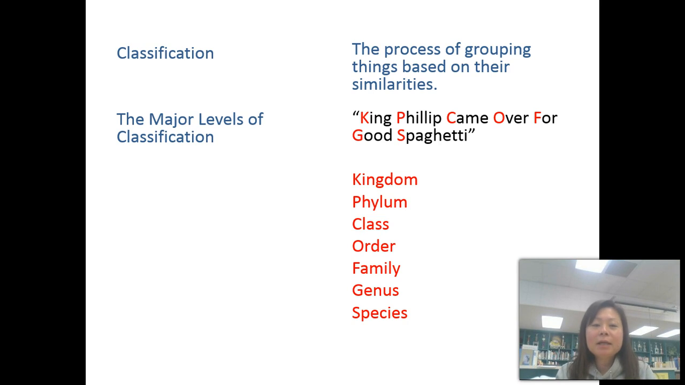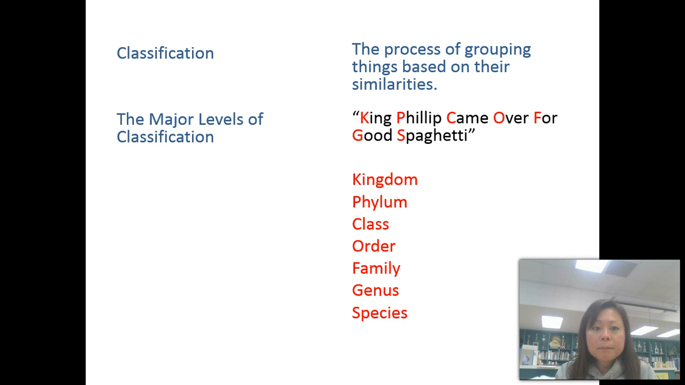The word classification means grouping things based on their similarities. And why do scientists do this? Because there are so many different organisms. It would be really impossible unless they put them into groups. Remember that there are more than 1.7 million species that they even know of right now, and so they need to organize it to make it easier to study. Imagine going to the market and trying to find what you need if things were not organized in different sections.